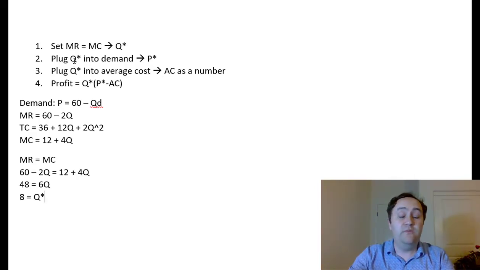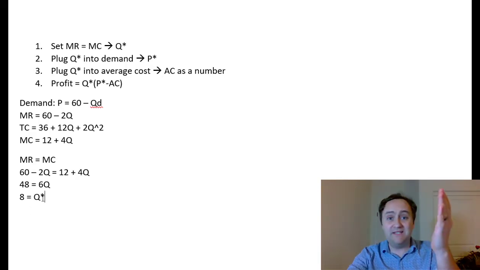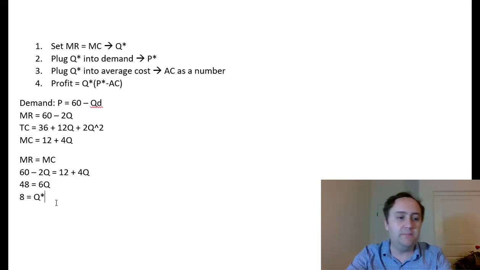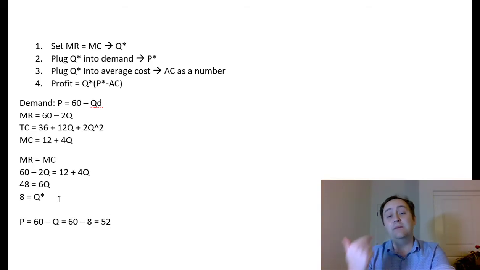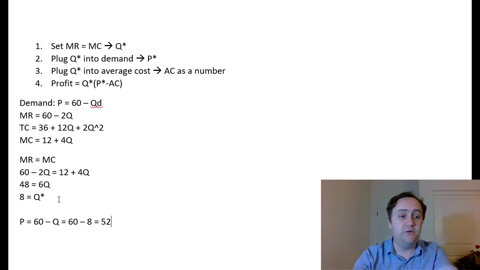Step number 2, if we want to figure out how much we can sell this many units for, we take this quantity and ask the demand curve, hey, demand curve, what are you willing to pay for 8 units? So we take our demand curve, which is price equals 60 minus Q, and plug in our Q, so that's 60 minus 8, or 52. So the price that we're willing to pay is 52. The profit maximizing quantity is 8, profit maximizing price is 52.